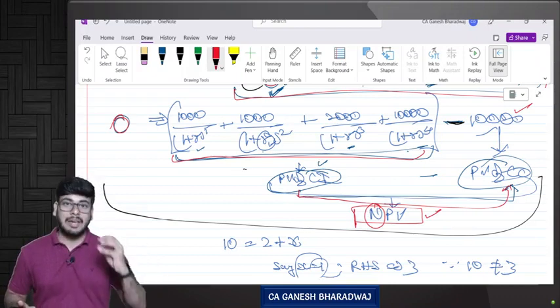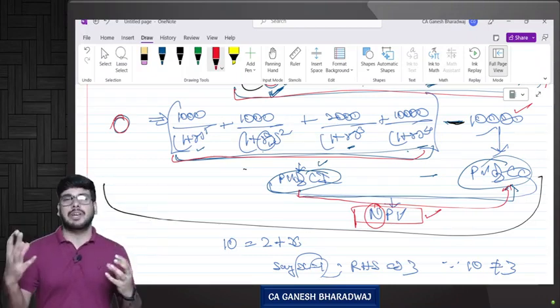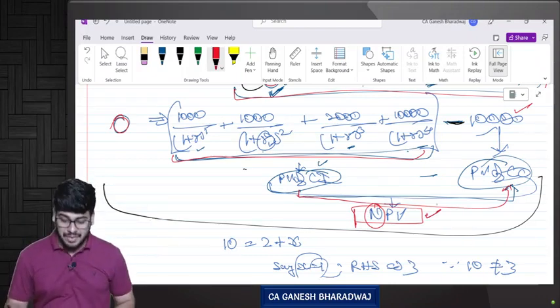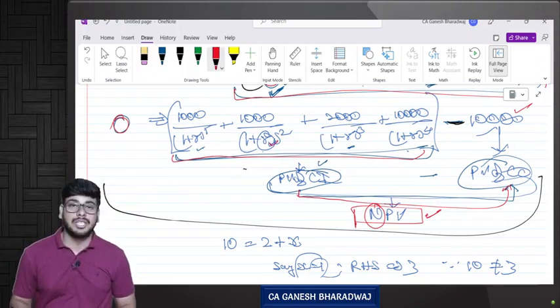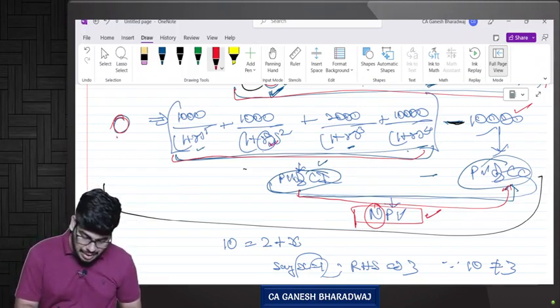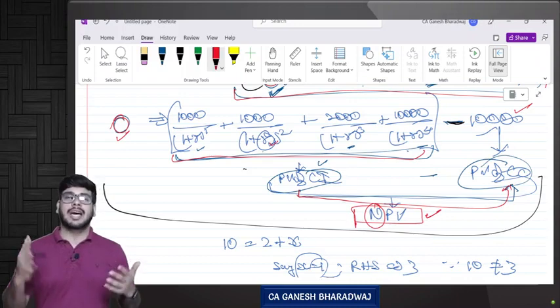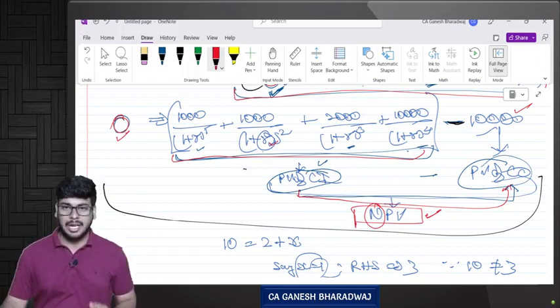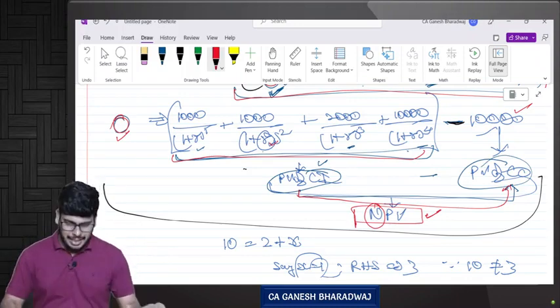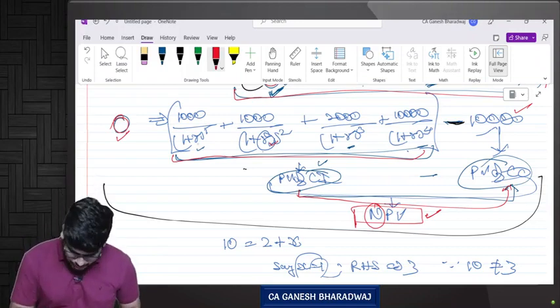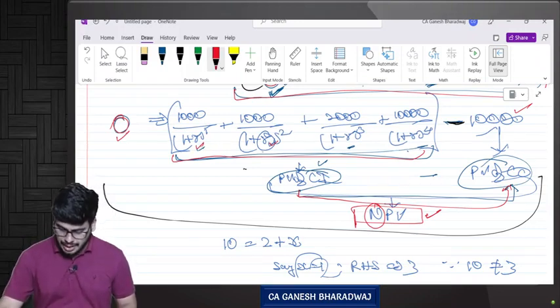So the present value of cash inflow minus present value of cash outflow is called NPV, and the rate at which your NPV is equal to 0 is called IRR. Are you clear with this? So basically right now, what should we do? We should calculate the rate. So this is our equation right now.